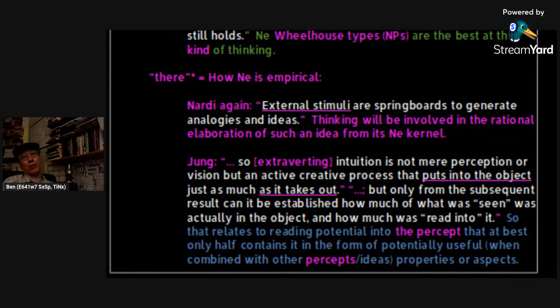Also, you could use the term percept rather than object, because a sound is a percept, an object of perception. There's too much of a visual bias and tactile bias going towards objects. So that relates to reading potential into the percept that at best only half contains it, in the form of potentially useful when combined with other percepts' ideas, properties, or aspects.